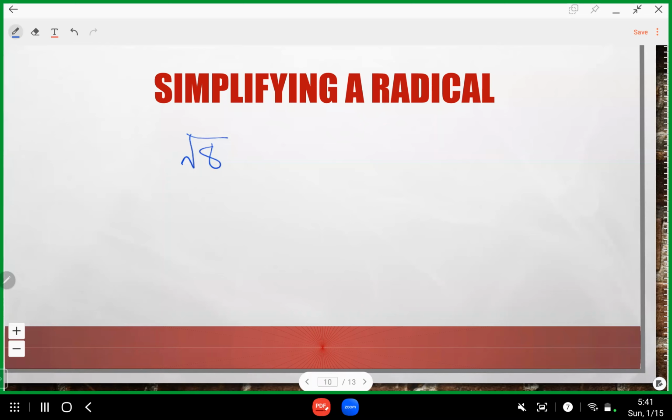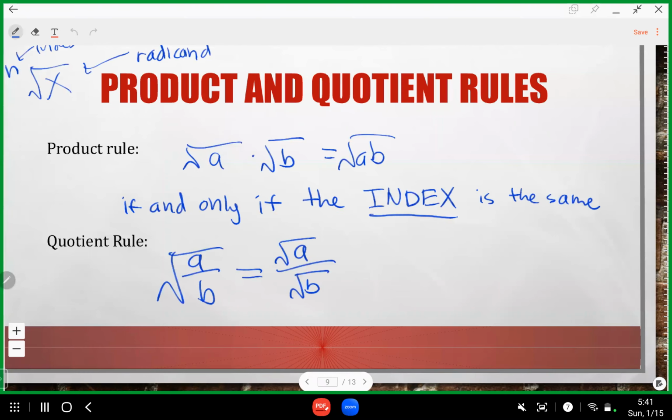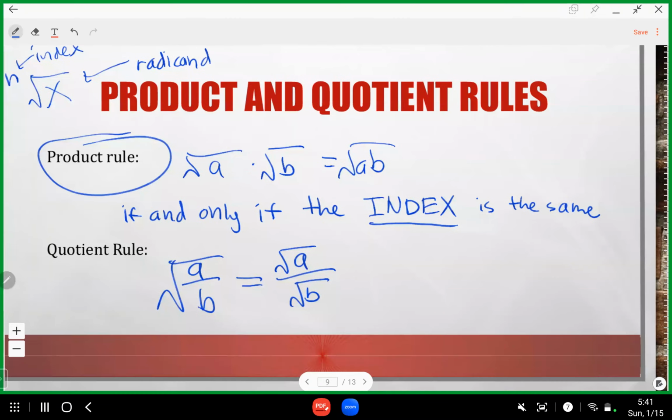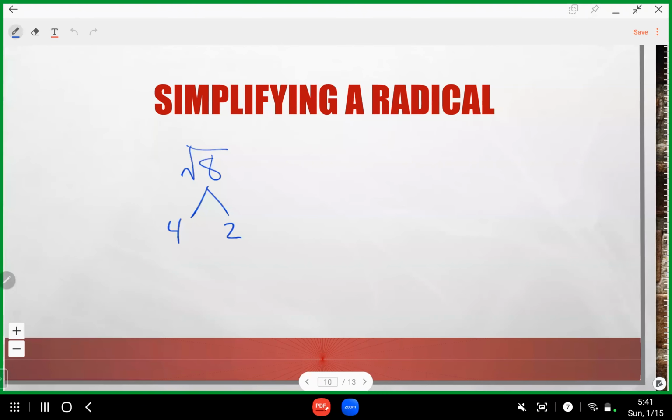Okay, so how about Kaylee? Could you help me on this? So, Kaylee, what are 2 factors of 8? 4 and 2. Very good, 4 and 2. And we needed those rules. We needed the product rule earlier to do this. So technically, the square root of 8 is made of the square root of 4 times the square root of 2, right?